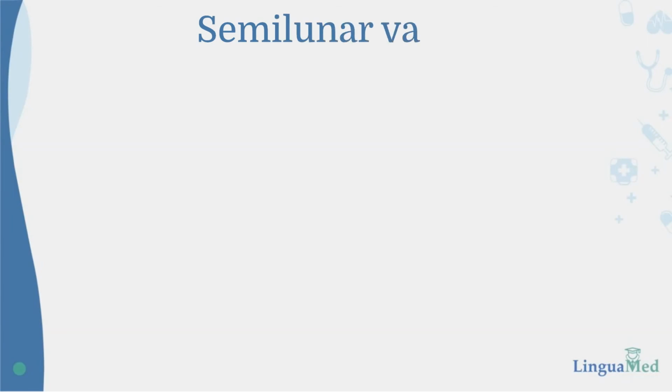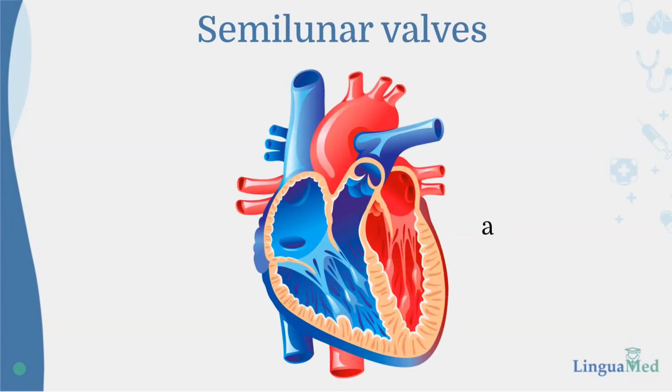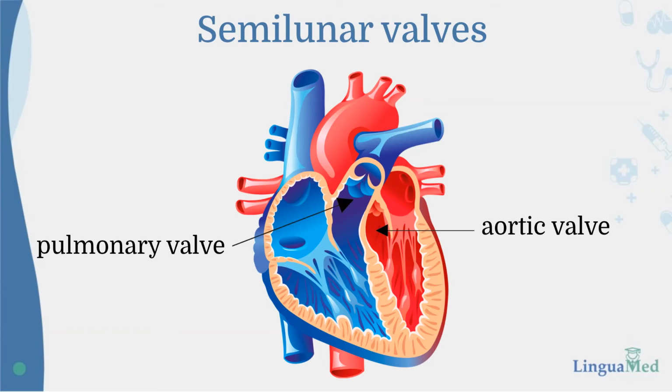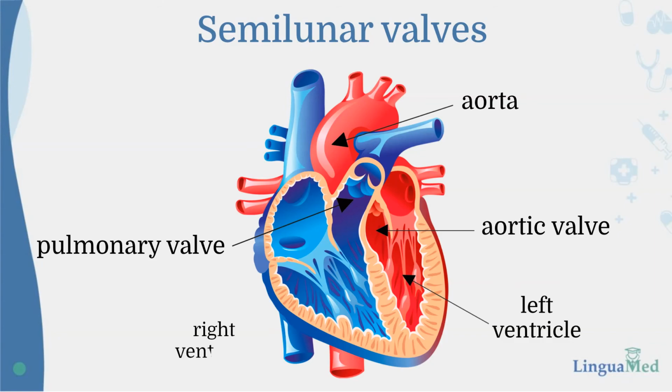The two semilunar valves are the aortic valve and the pulmonary valve. The aortic valve lies between the left ventricle and the aorta. The pulmonary valve lies between the right ventricle and the pulmonary artery.